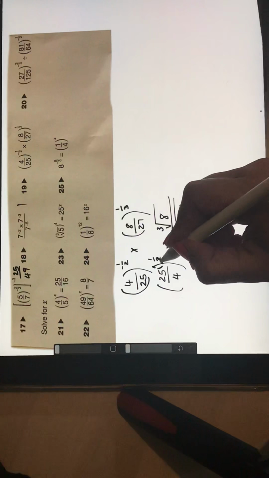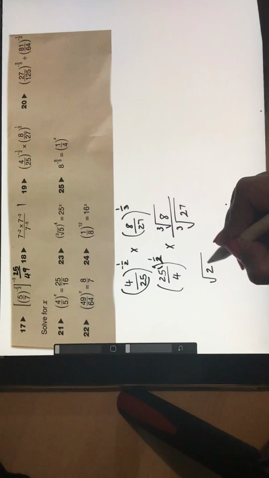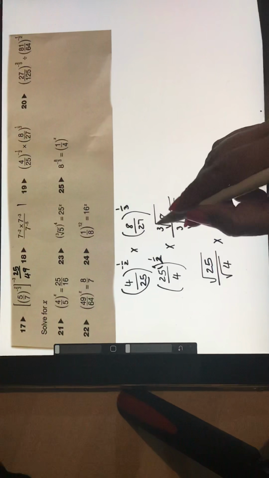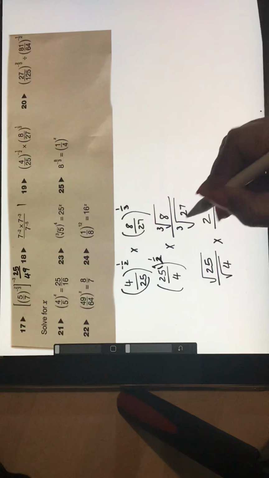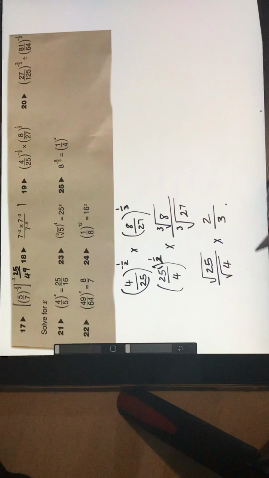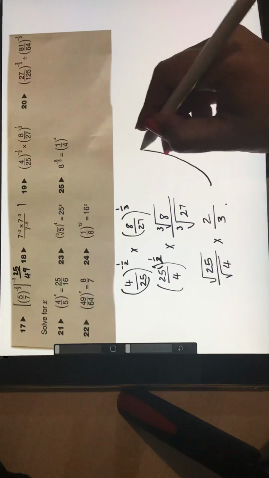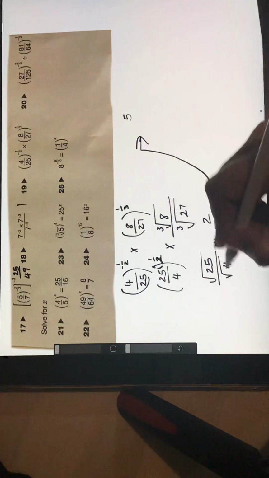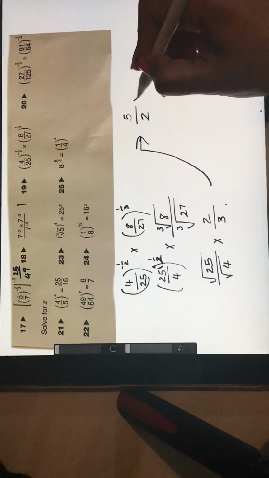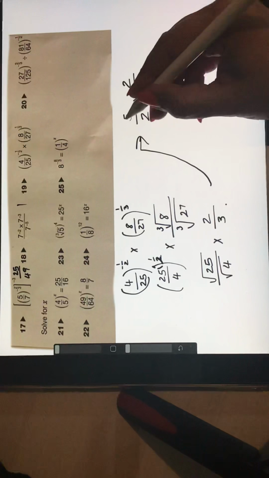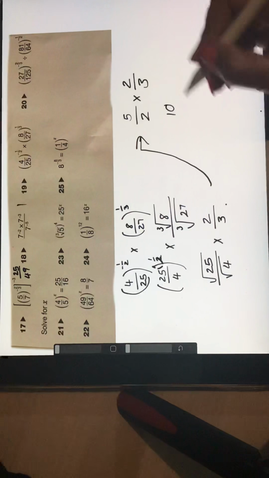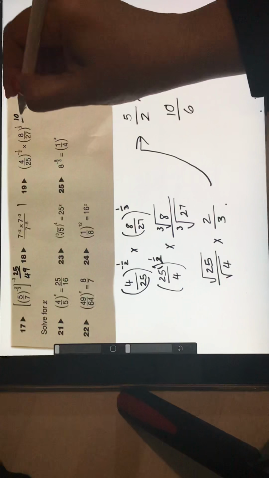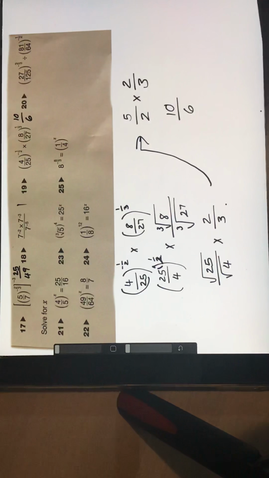We're going to take this 1 over 2, and we're going to take the square root of 25 over the square root of 4, times the cube root of 8, which is 2, and the cube root of 27, which is 3. Right, so now carrying on this side: the square root of 25 is 5, the square root of 4 is 2, times that 2 over 3. 5 times 2 gives us 10. 2 times 3 gives us 6. So we've got 10 over 6 as our answer for number 19.